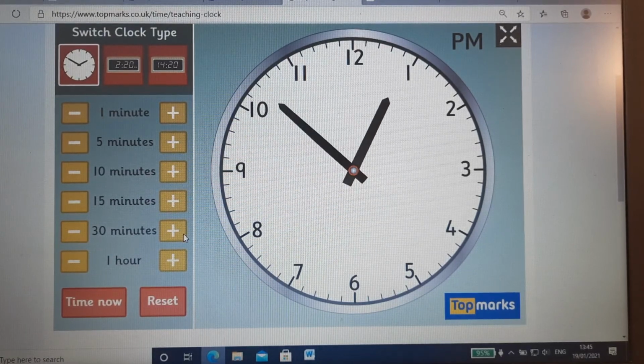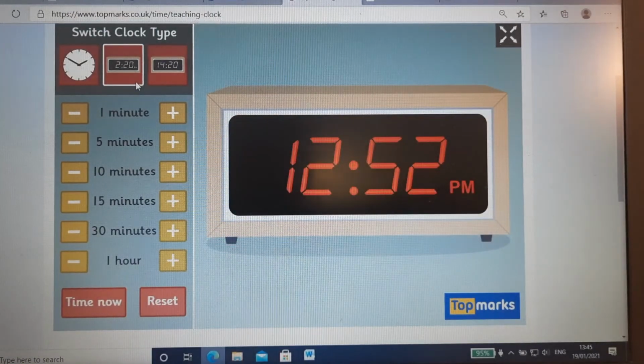Okay, now we're getting a bit trickier. What is that time there? Please press pause whilst you work that one out. Okay, so what do we have here? Well, if we were to see that as a digital clock, it would be 12:52 p.m. or 52 minutes past 12 in the afternoon, or even 8 minutes to 1 in the afternoon.